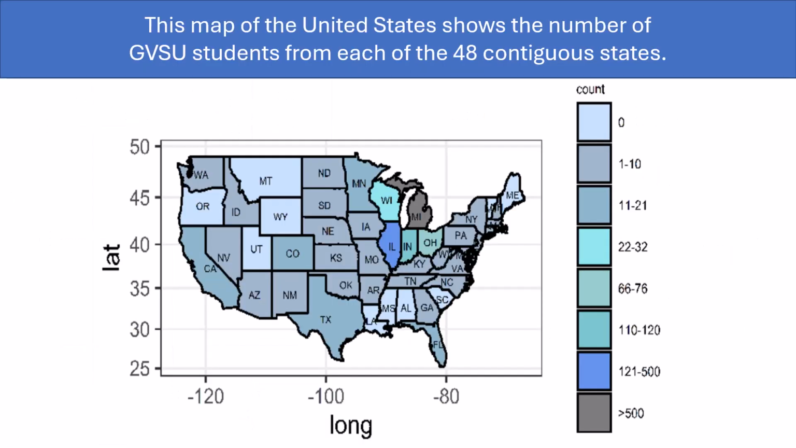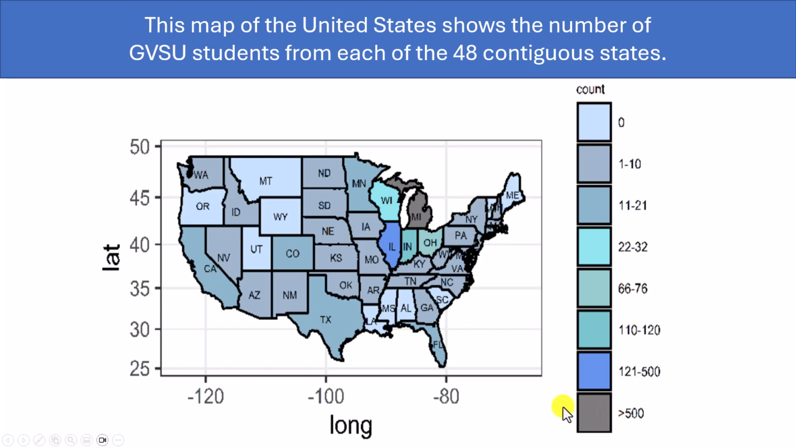Here is another example of a map specific to Grand Valley. This map of the United States shows the number of Grand Valley State University students from each of the 48 contiguous states. This map helps us see a number of different things. For example, predictably, Michigan has the highest number of Grand Valley State University students, because it is the grayed out color, which indicates that there are more than 500 students from the state.